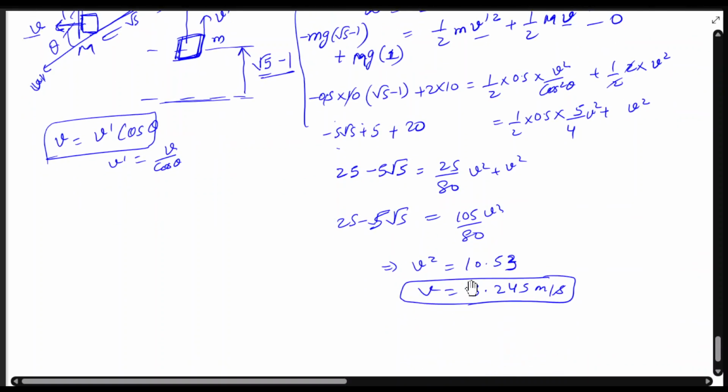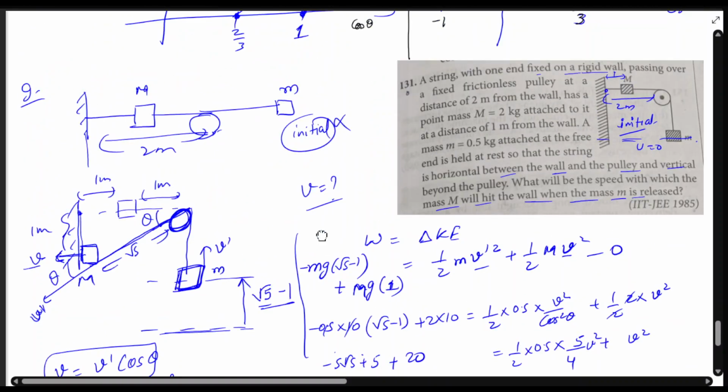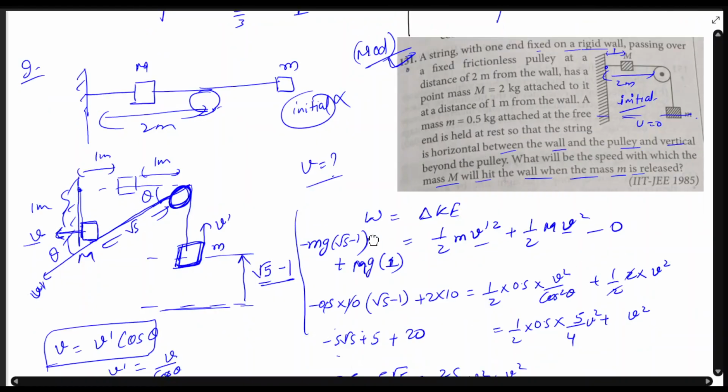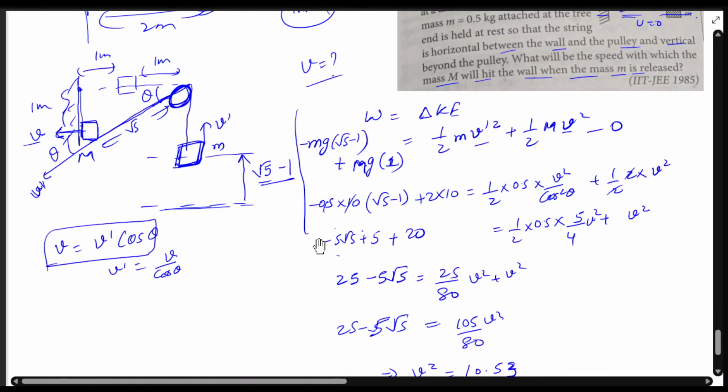Okay, approximately I have taken g as 10. You can take it as 9.8 and you will get the answer. So this is our answer. So again, it is a moderate question. The question is actually easy, but the calculation is lengthy, right? So let's move on to our question number 10.